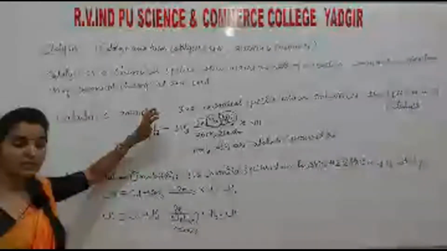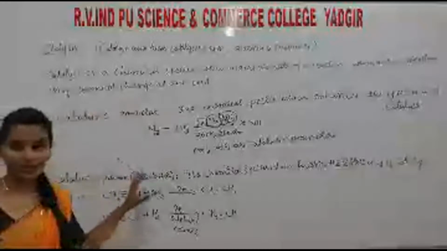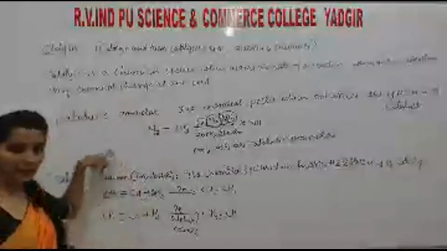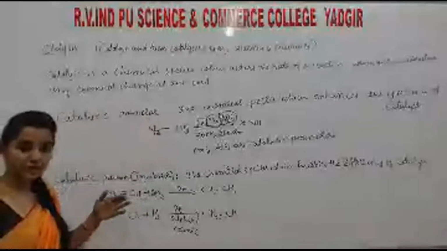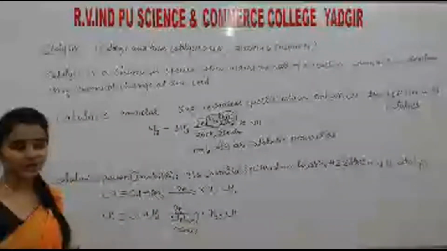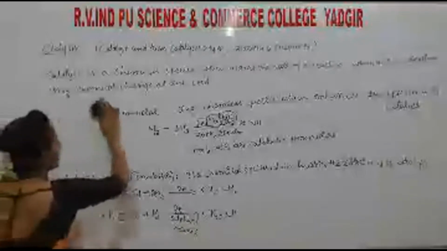Positive catalyst, negative catalyst, autocatalyst, catalytic promoter and catalytic poisons. These two are not catalysts, just the species which increase or decrease the efficiency of the catalyst. Okay, so next we will study about catalysis.